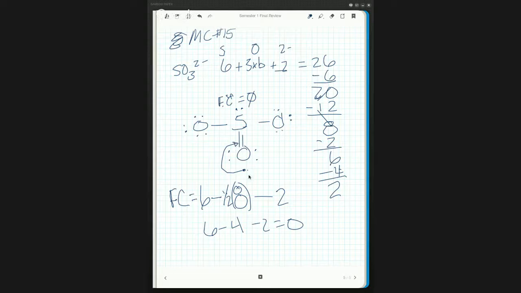Now, I had some students ask me about this before, and they had a Lewis dot structure that basically had three oxygens, 3 single bonded oxygens with 6 electrons around each one.